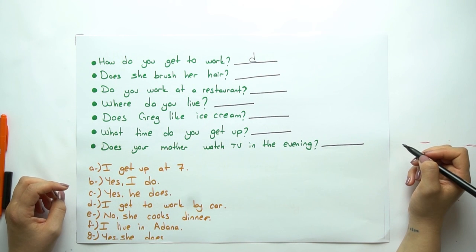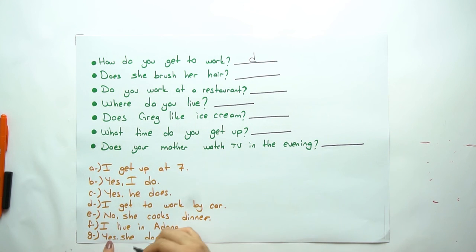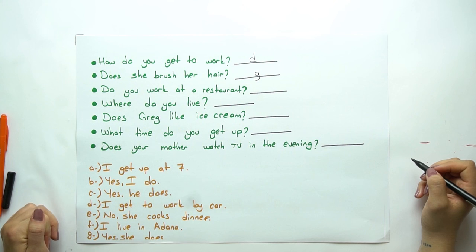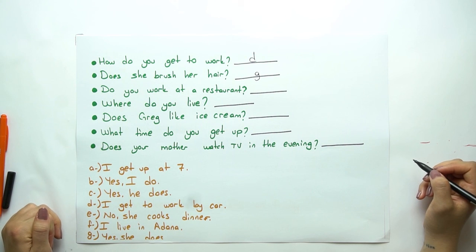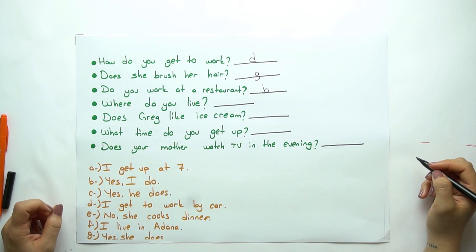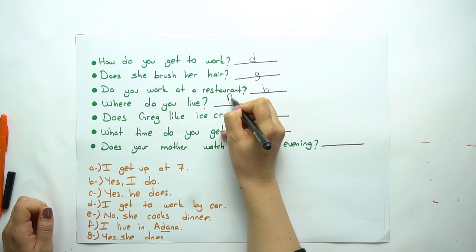Does she brush her hair? So we need to find an answer starting with yes or no. So let's have a look at G. Yes, she does. Our answer is G. Do you work at a restaurant? Again, we need to find an answer starting with yes or no. Our answer is B. Where do you live? We need to find a sentence which refers a place. It should be F. I live in Adana.